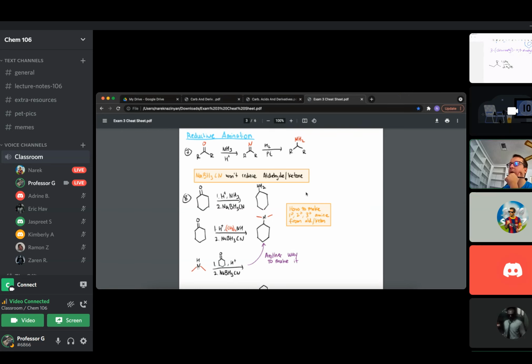Okay, so you can use H2/Pt as long as you don't have anything else that's sensitive to it. So as long as you don't have any double bonds, triple bonds, ketones, aldehydes, anything like that, then you can use H2/Pt. But the cyanoborohydride is useful because it doesn't touch anything else. It only reduces imines. Okay, yeah, that makes sense. So just a more selective reducing agent. Yeah. Cool.